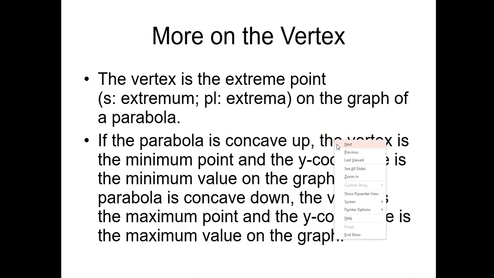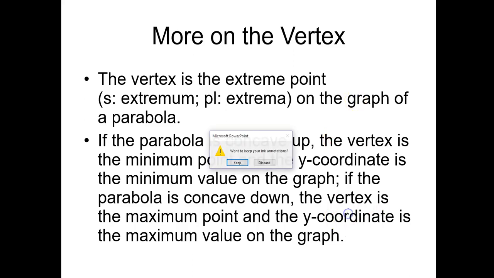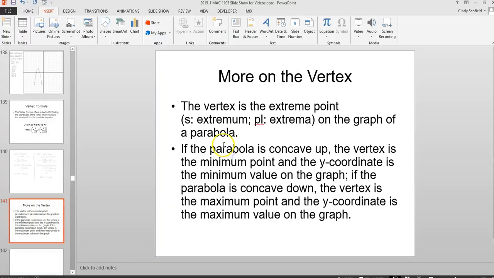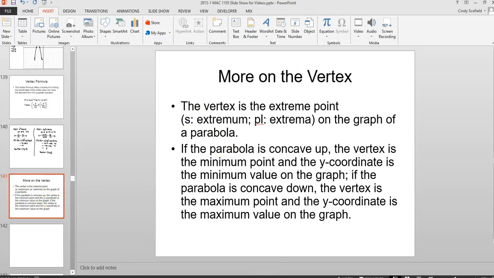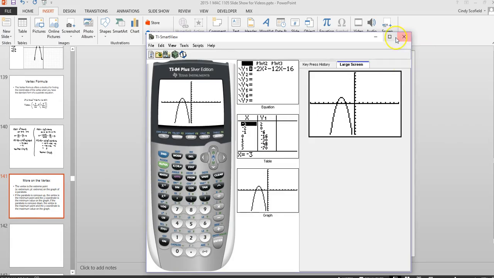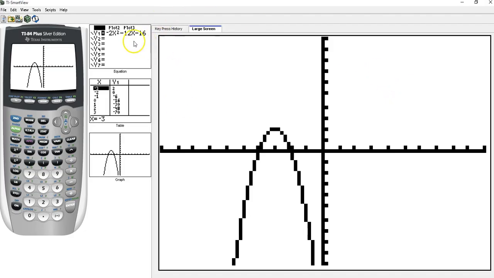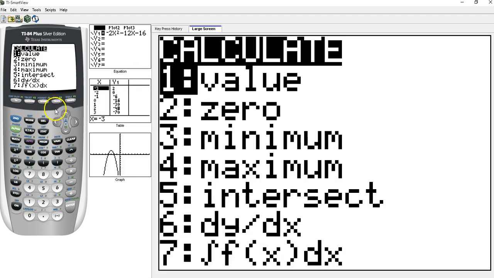Okay, let us go ahead and pull up the calculator again and take a look at this. So for that second function, f of x equals negative 2x squared minus 12x minus 16, I already have it graphed. You can see the parabola, the vertex at (-3, 2) right here is one of those extreme points. It's a maximum.